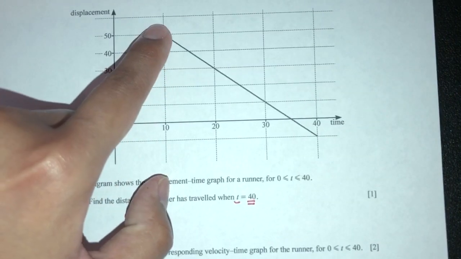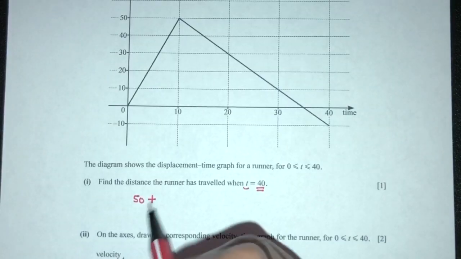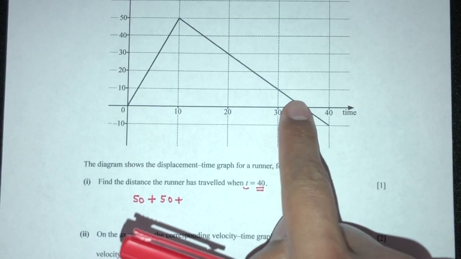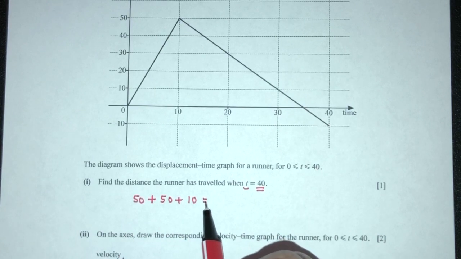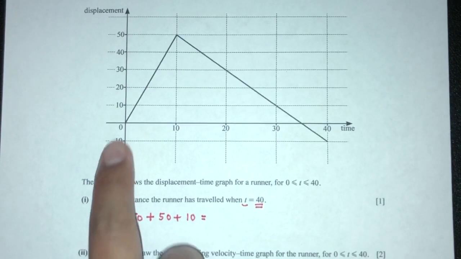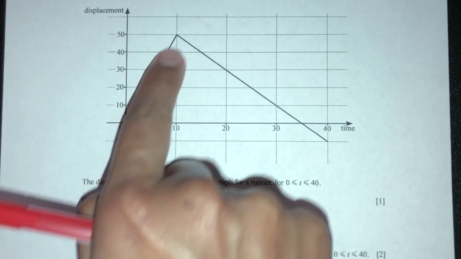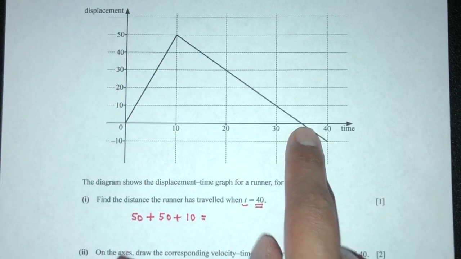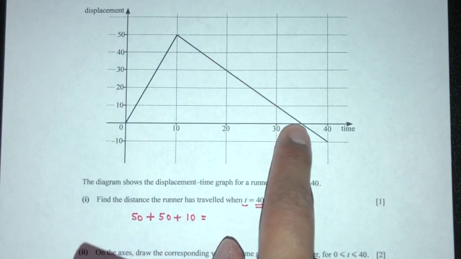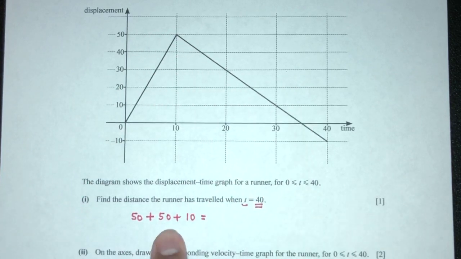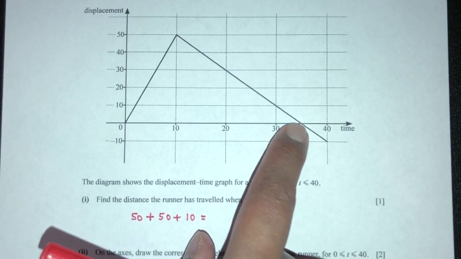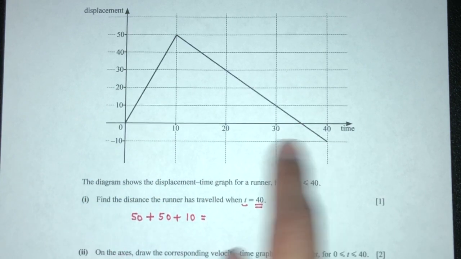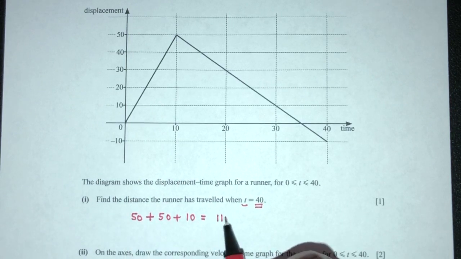plus, it went down all the way here, that will be also 50, plus this will be also 10. So here we don't care about the sign or anything, we're just trying to find the distance traveled. At first, from 0 to 10, it traveled in one direction for 50 meters. From 10 to 35 maybe, it traveled back to its initial point, so another 50. And then it crossed the point and traveled in the opposite direction. That's why we have negative here for another 10. So plus 10. That should be 110 as your answer. That will be part 1 of your question.